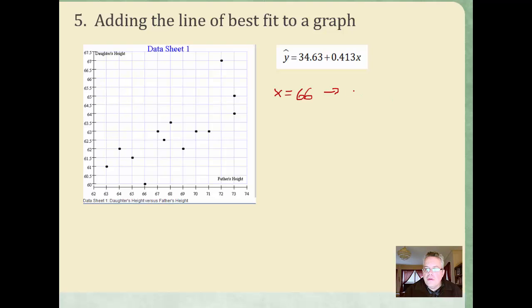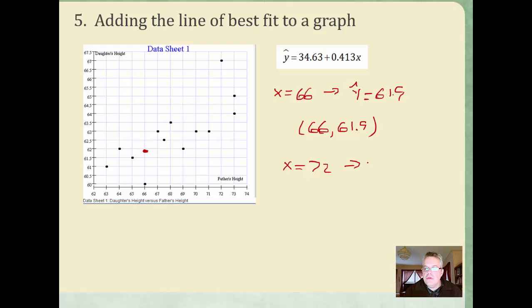If you put that into the equation, you're going to get a value of y hat that's 61.9, which means the point (66, 61.9) is on the line of best fit. (66, 61.9) is about right here. So that red point is on the line of best fit. I need a second point, so I just pick another value for x. I chose 72 here. Pick them a little distance apart because I think it's better for drawing a line.